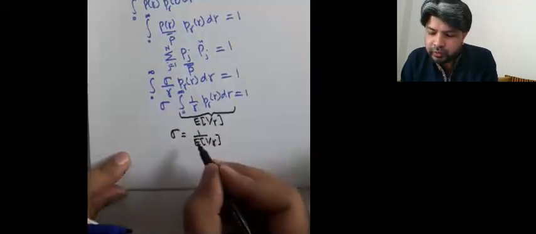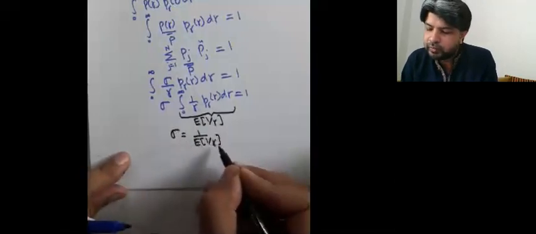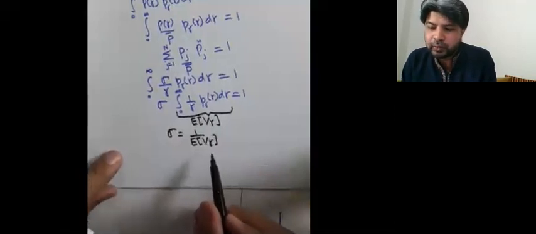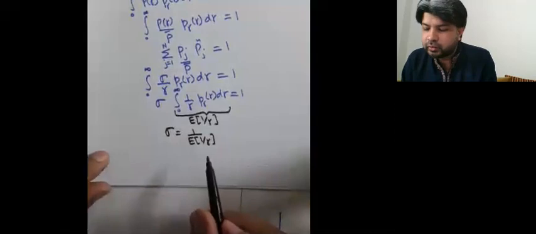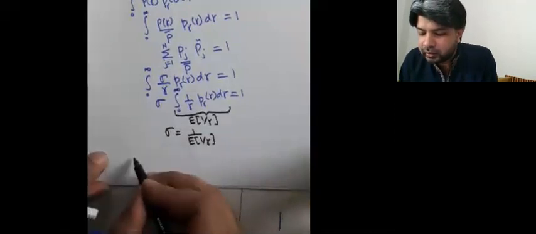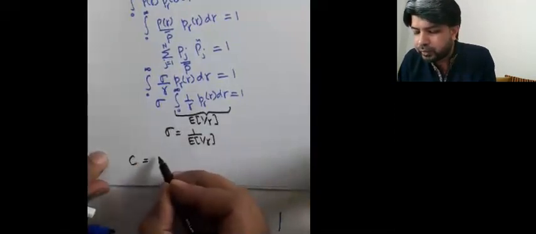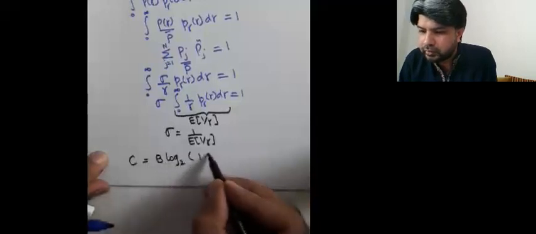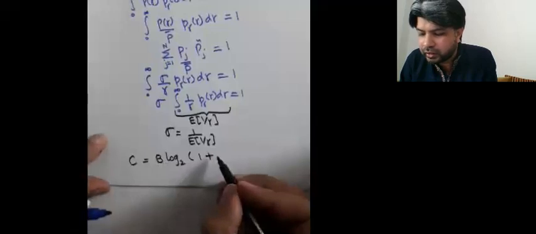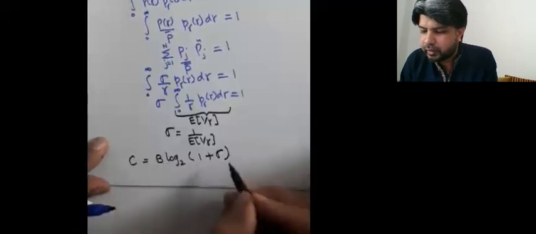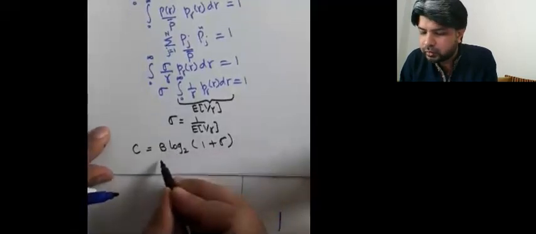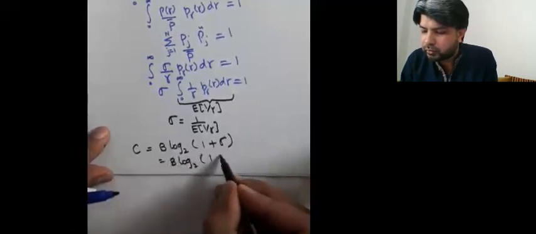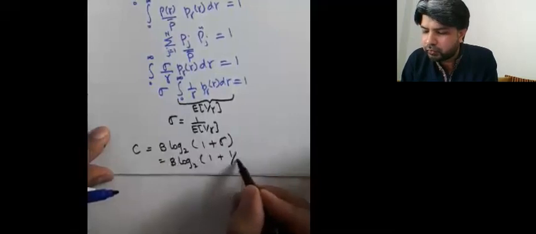So you have computed sigma as a function of gamma, and now you can compute the capacity. Because your signal to noise ratio is constant, your capacity is simply B log base 2 of 1 plus your signal to noise ratio, which is sigma. And that would be equal to B log base 2 of 1 plus 1 over the expected value of 1 over gamma.